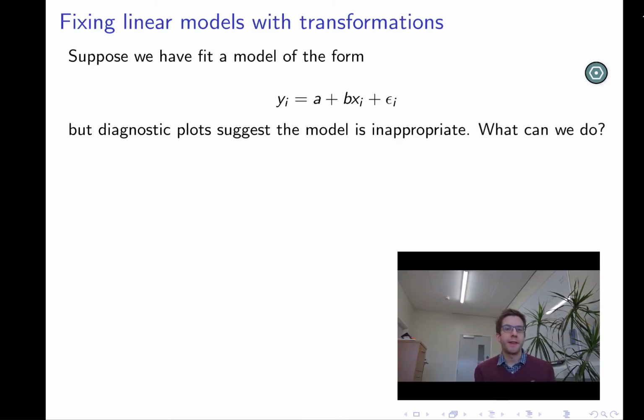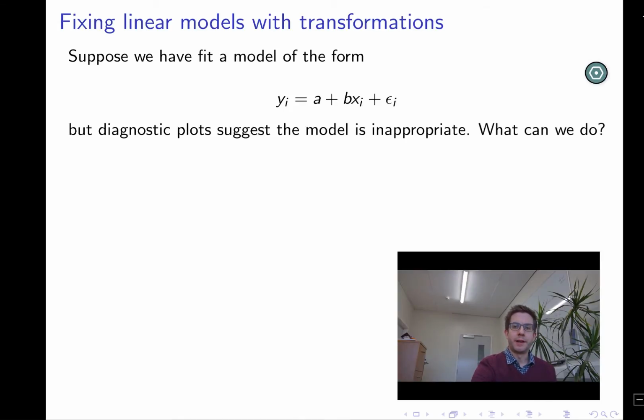In this video, we're going to think about transformations we can apply to our variables in order to improve the linear models. So the situation we're going to imagine is that we've tried a basic linear model of the form y equals a plus bx plus epsilon, or something like that, so just a linear combination of parameters. And we look at our diagnostic plots and we find that the model we've used is inappropriate. The question is, what can we do about this? How can we fix the problem we found by looking at diagnostic plots?